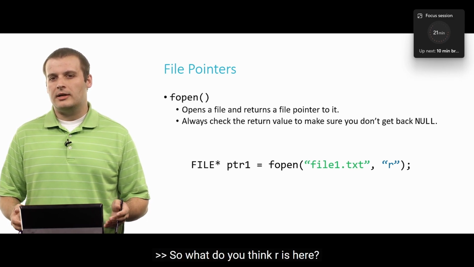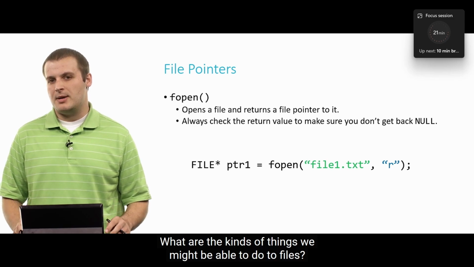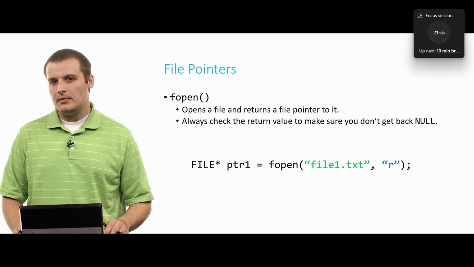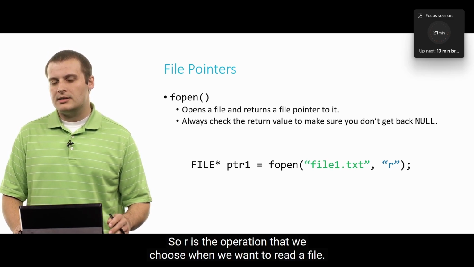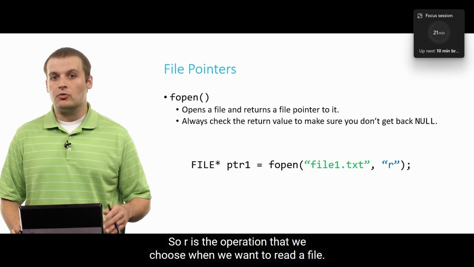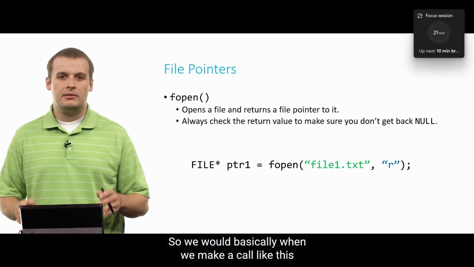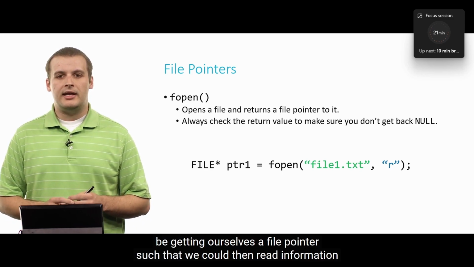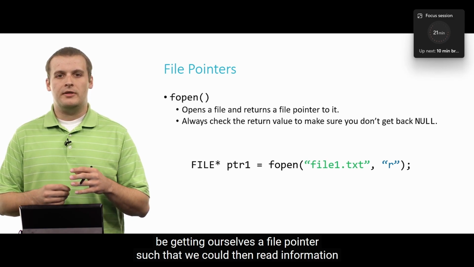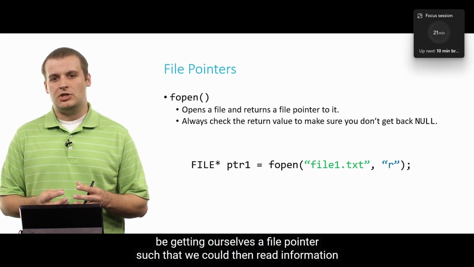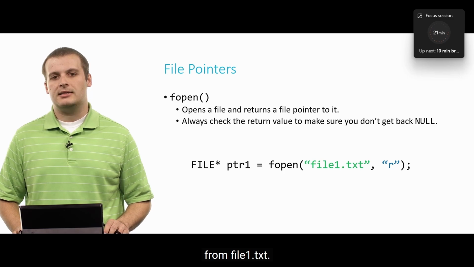So what do you think r is here? What are the kinds of things we might be able to do to files? So r is the operation that we choose when we want to read a file. So we would basically, when we make a call like this, be getting ourselves a file pointer such that we could then read information from file1.txt.